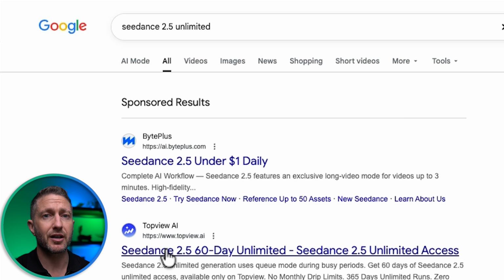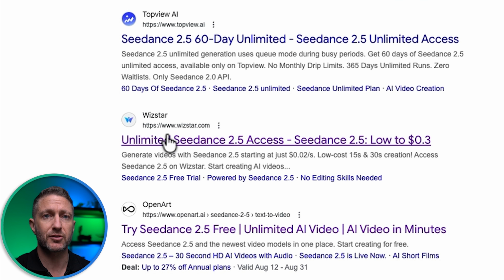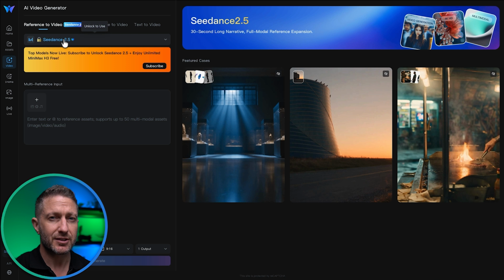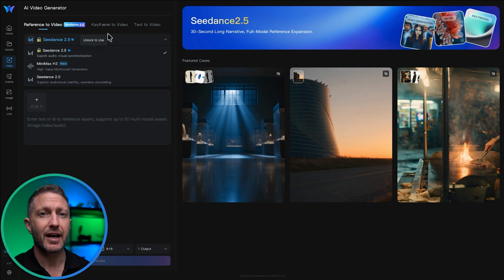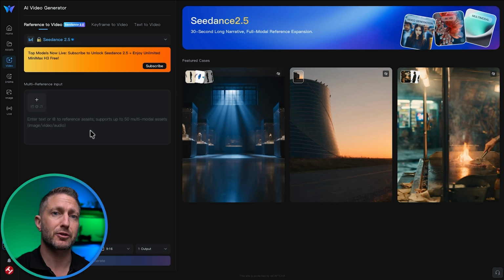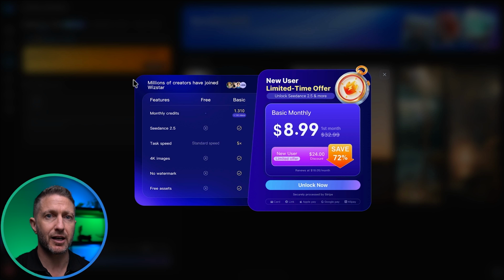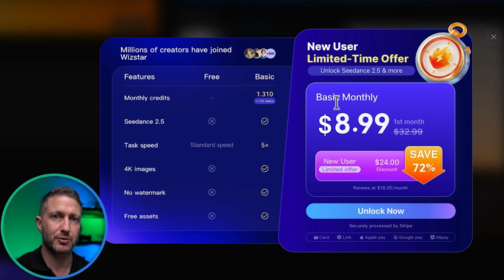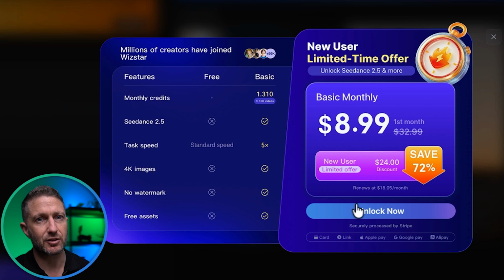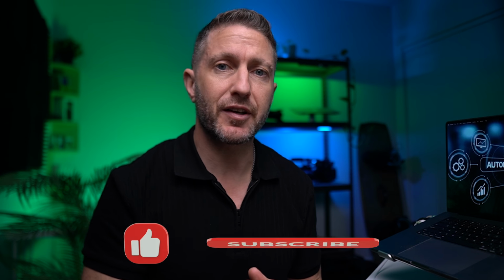Then you've got platforms where I'd be much more cautious. WizStar, for example, appears in Google results talking about unlimited Seedance 2.5. You go to the website though, Seedance 2.5 is promoted heavily, and then there's a tempting introductory subscription price. But I couldn't easily see how much Seedance 2.5 that subscription actually buys you. For me, that's a red flag. If I'm paying for an AI creator suite specifically to use Seedance 2.5, I'd want to know exactly how much Seedance I'm getting. Now this is where things get interesting.